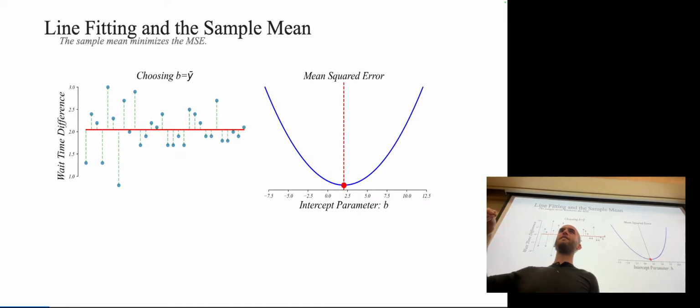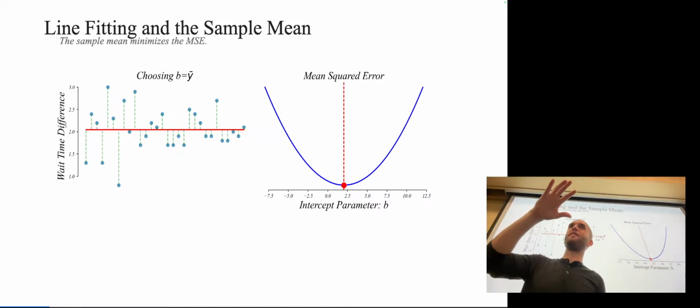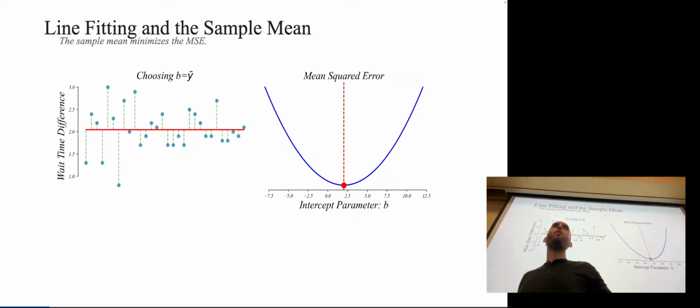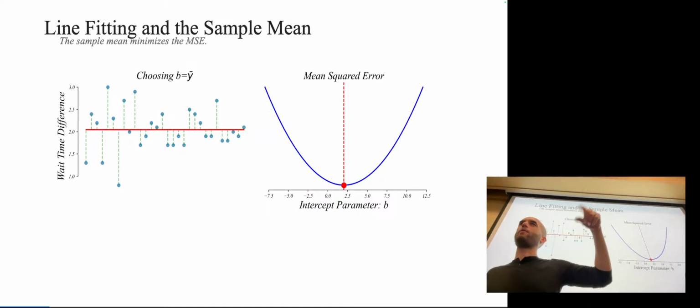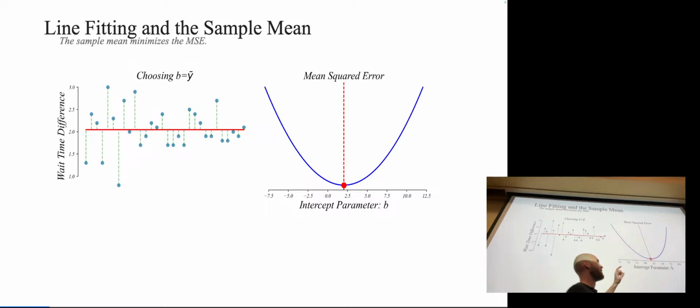So our goal, not just with the single intercept model, but also with all of our models upcoming, is to find this minimum point. We're trying to minimize the mean squared error. This is just a picture showing it.